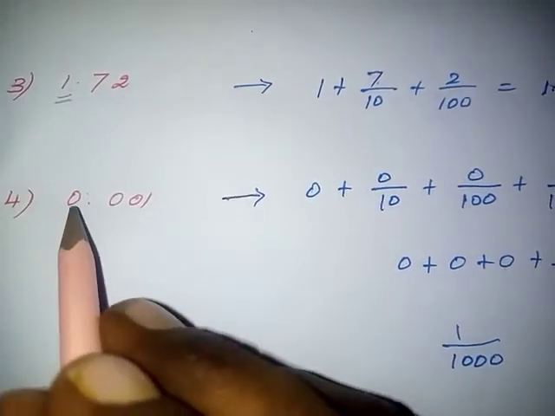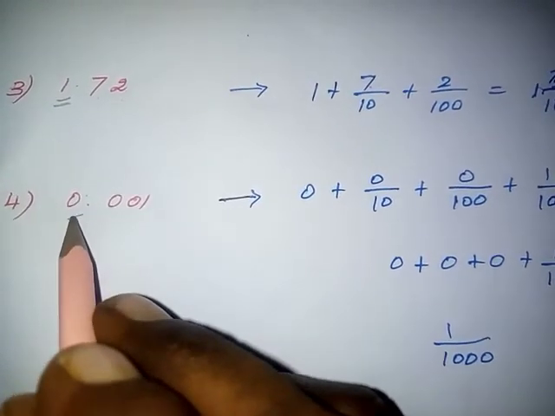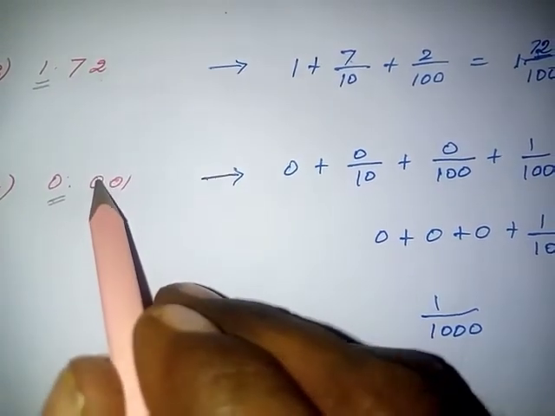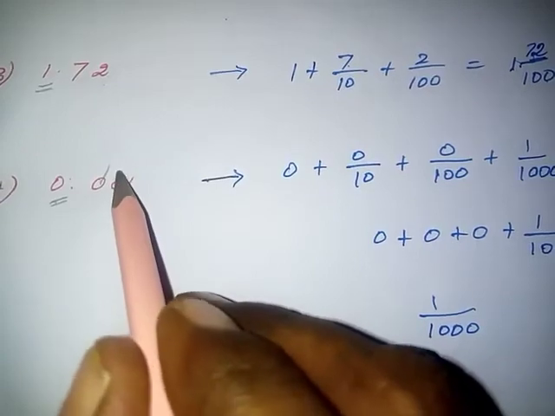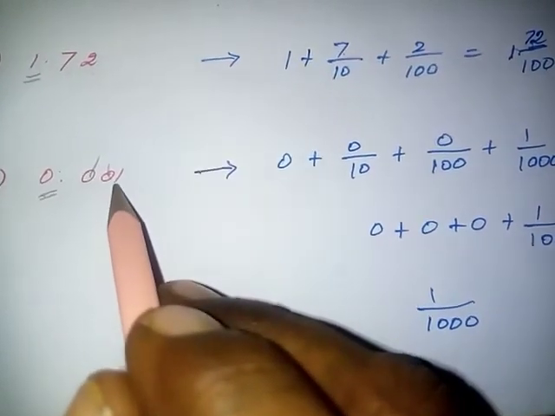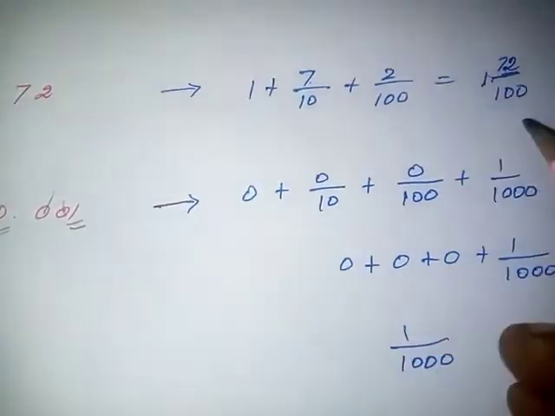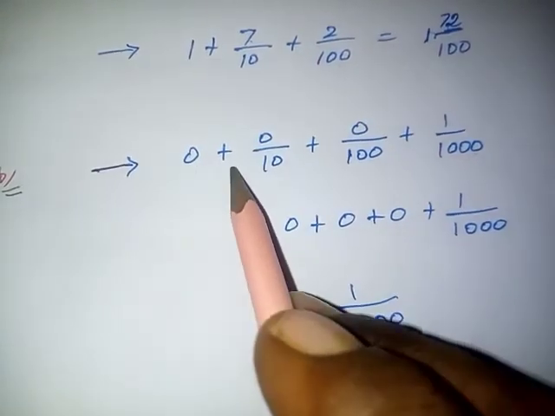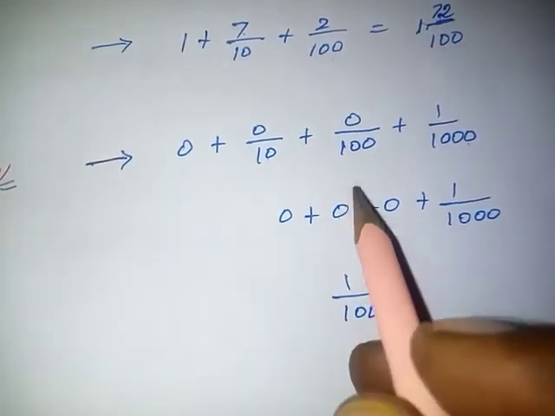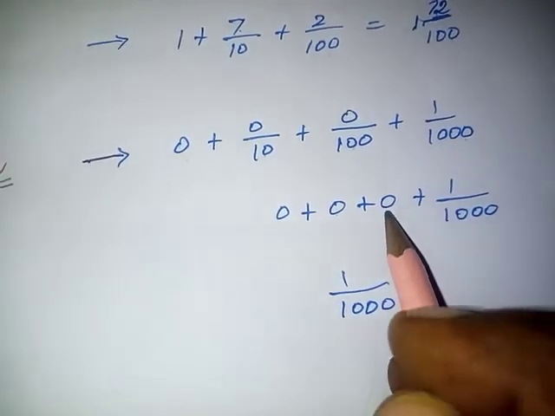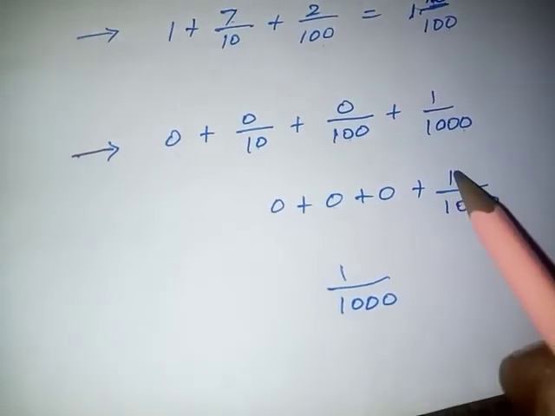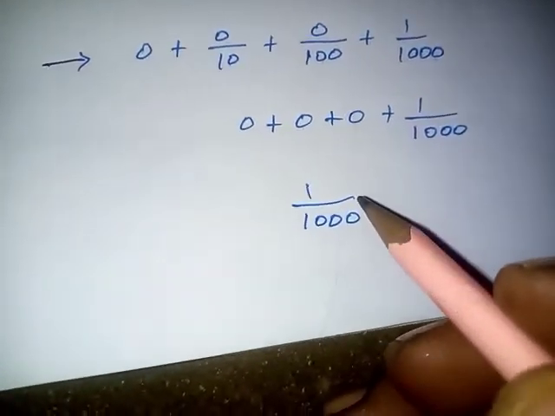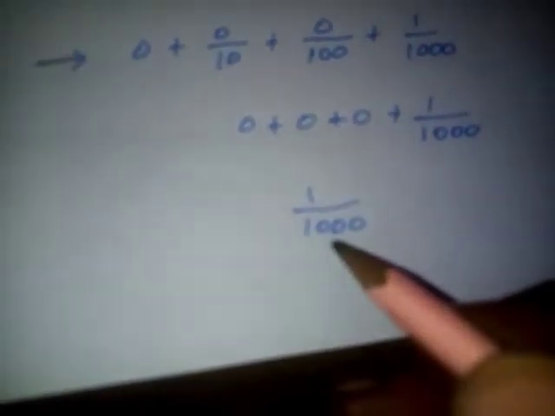Next one, 0.001. Here the integral part is 0 only. Then the decimal part: tenth place is 0, then the hundredth place is also 0. The thousandth place is 1. So this 1 can be written as 1/1000. So 0 plus 0/10 is 0, then 0/100 is 0, then 1/1000 is 1/1000. So the respective fraction value of the given decimal is 1/1000.